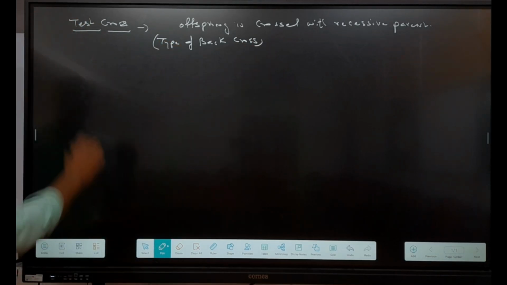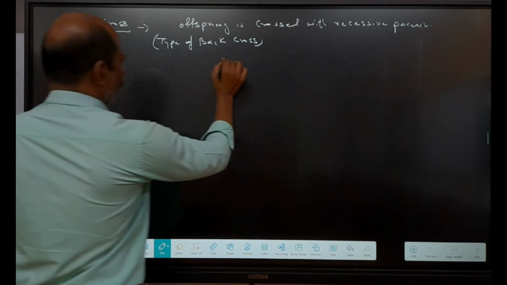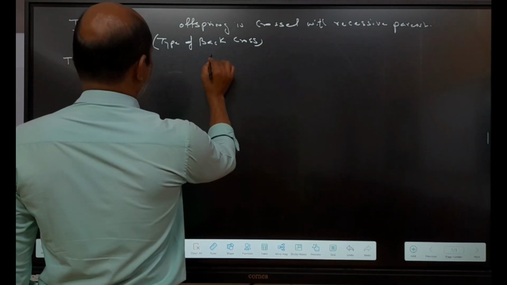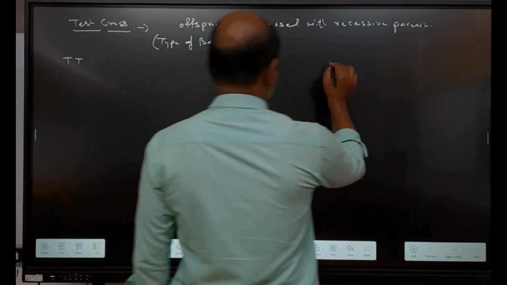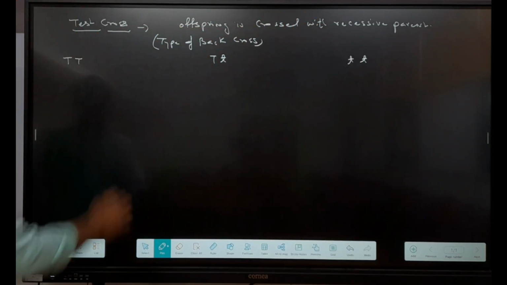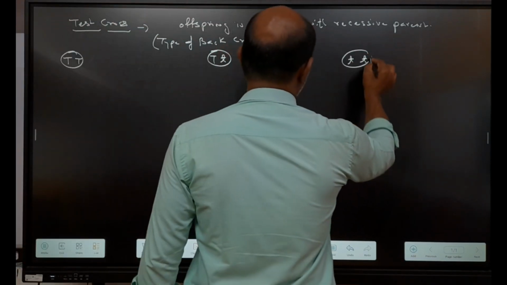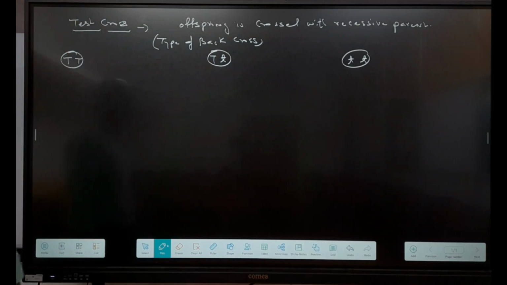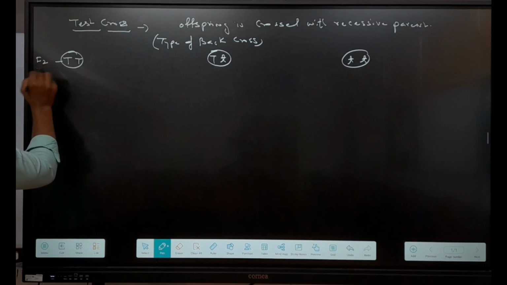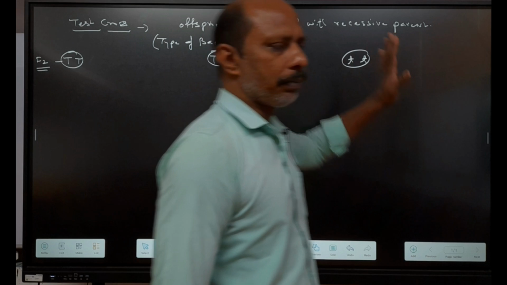How is it explained? Suppose that we have three types of seeds. One is capital T capital T, another one is capital T small t, and the third one is small t small t. How could we understand which one is hybrid, which one is pure dwarf, and which one is pure tall? Suppose these are offspring of the F2 generation. In the F2 generation, we get capital T capital T, capital T small t, and small t small t.